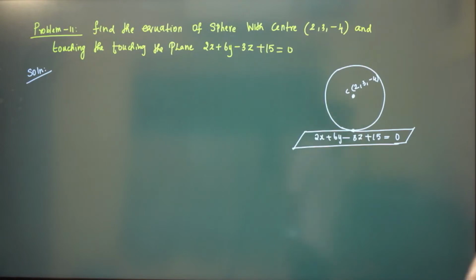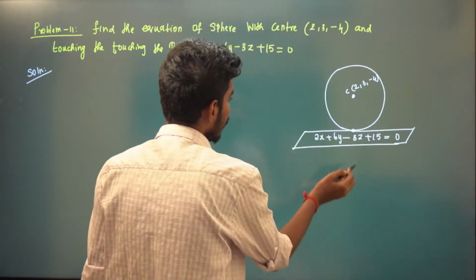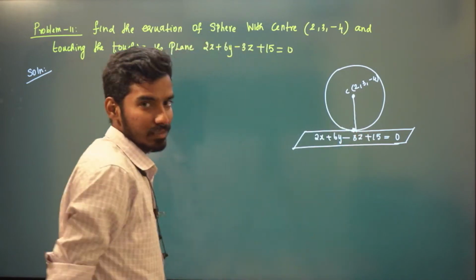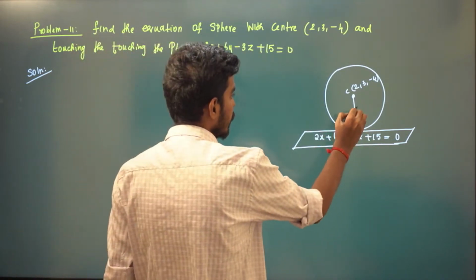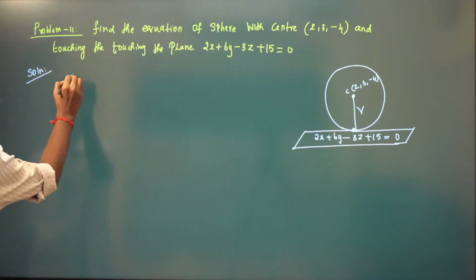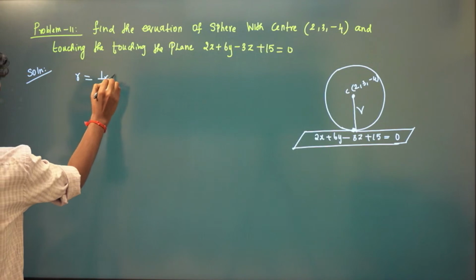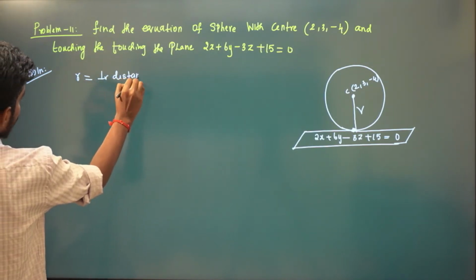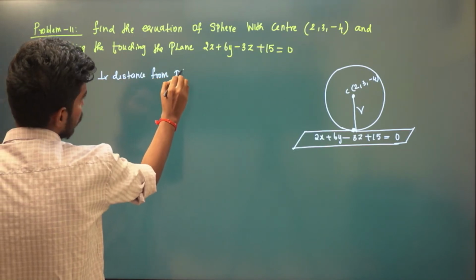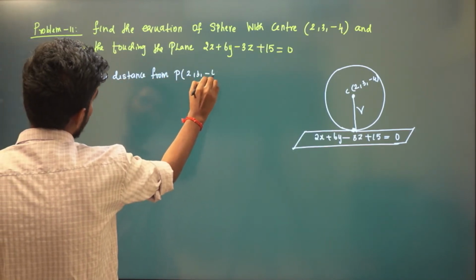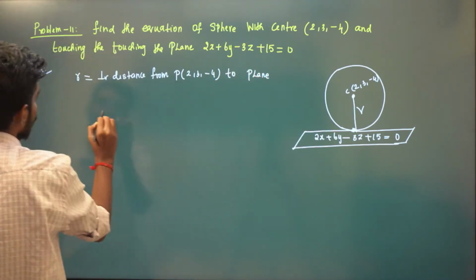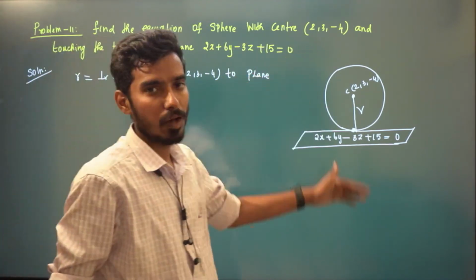Okay. See, radius is nothing but the perpendicular distance from this point to the plane. That's it. The radius is nothing but that, because it is touching the plane only, right? So radius is nothing but the perpendicular distance from the point 2, 3, minus 4 to the plane. So what is the perpendicular distance from a point to the plane?